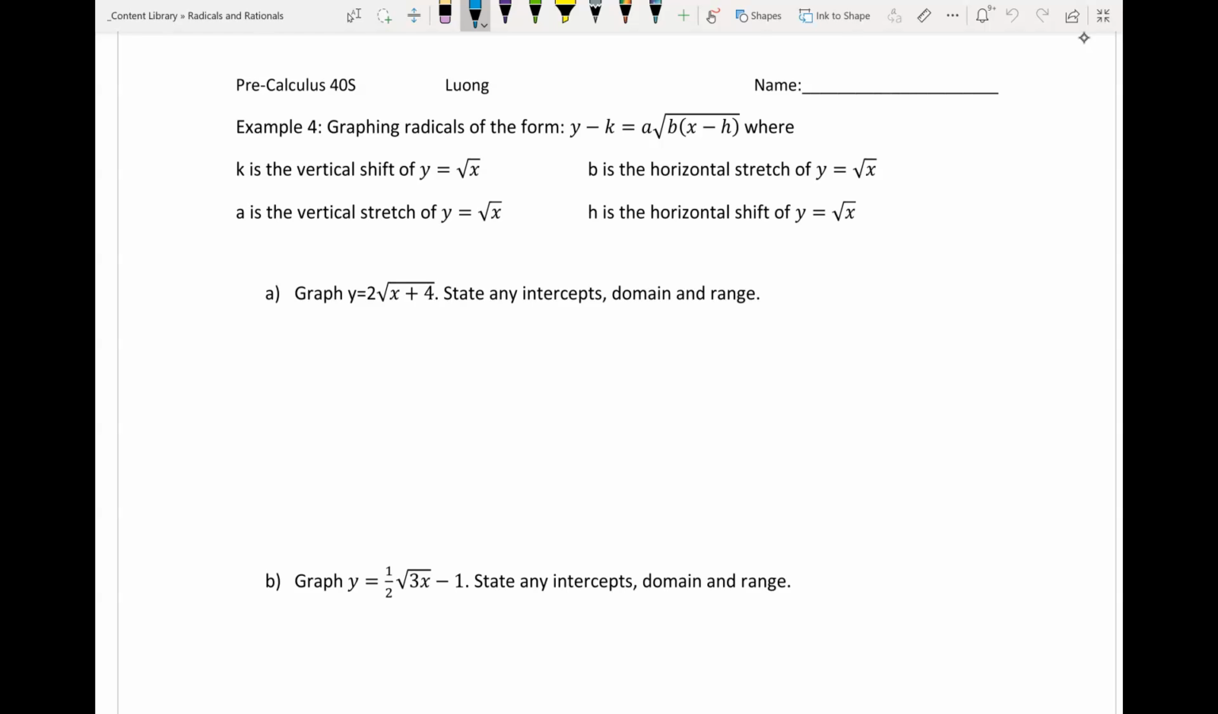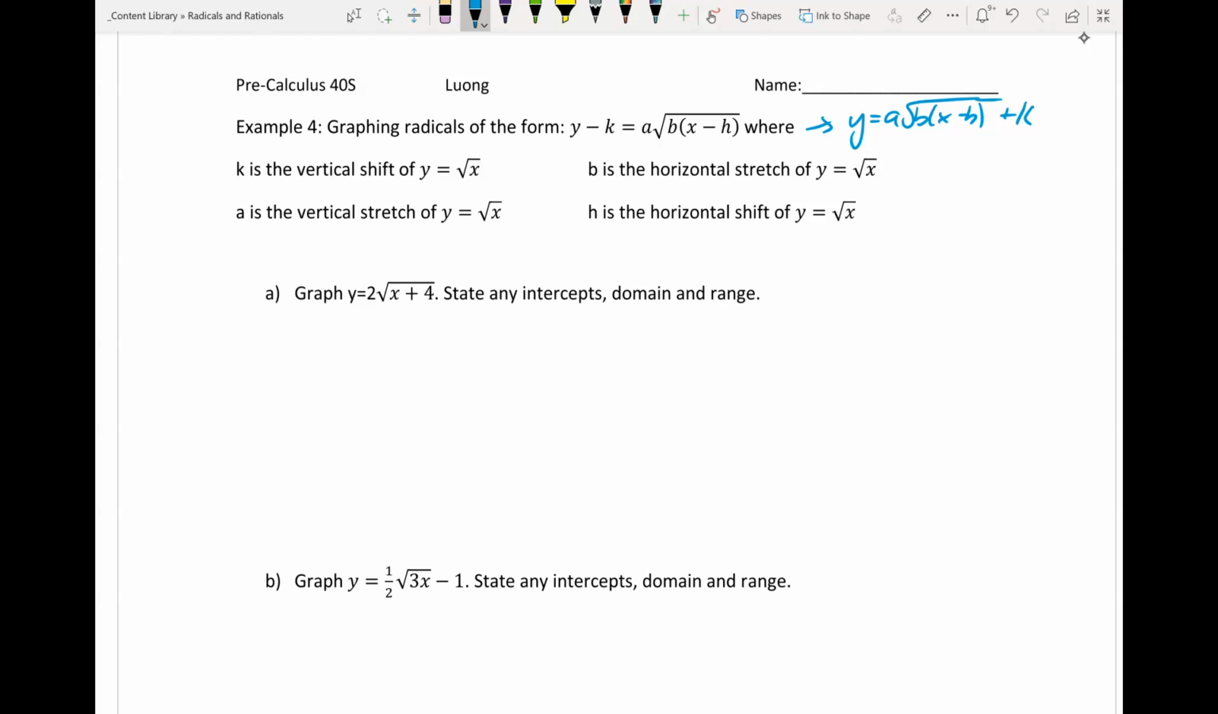Now this is the general format of a radical, y minus k, where k is a vertical shift. A is the vertical stretch, B is a horizontal stretch, and H is the horizontal shift, so moving it from left to right. Also, take a note that you could write it like this as well. This is more common for you to see, that the k has been moved over to the other side because this plus k means we're going up. If you have a minus k, that means we're going down.